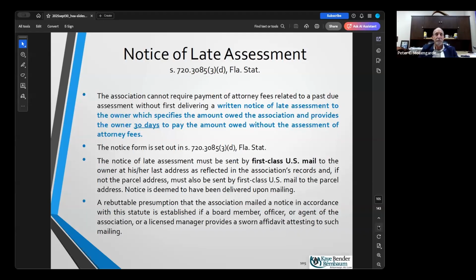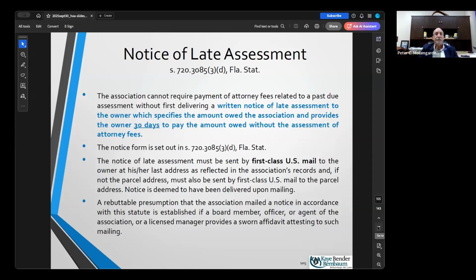Okay, and you can't charge attorney's fees until this notice of late assessment in compliance with the statute has been sent to the owner. Now, it's required to be sent by first-class mail to the owner at their last address as reflected in the association records. But if that is not the lot address, in other words, if their address is up north or wherever, then you also have to send it to the parcel address. So if their official address is not the lot address, you have to send it to whatever that address is and the lot address.